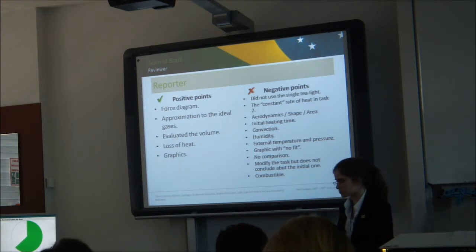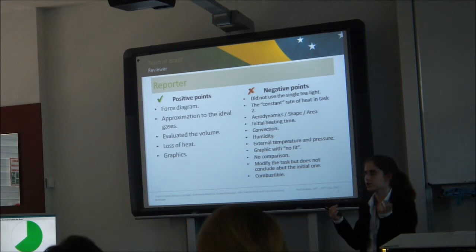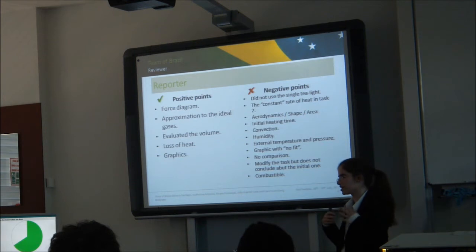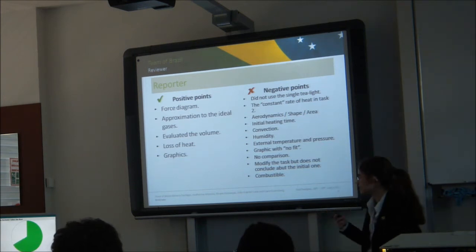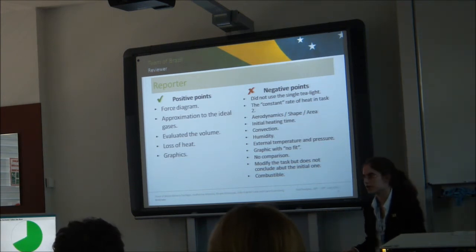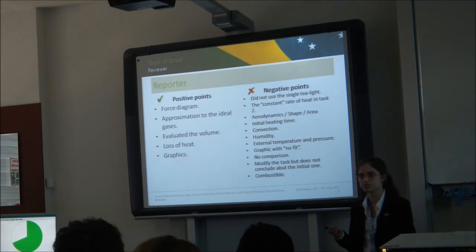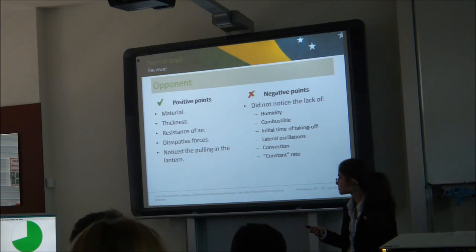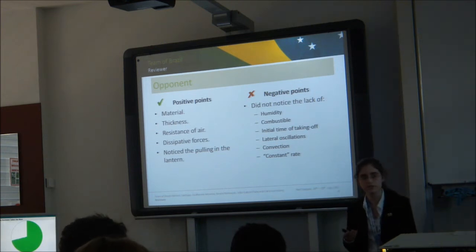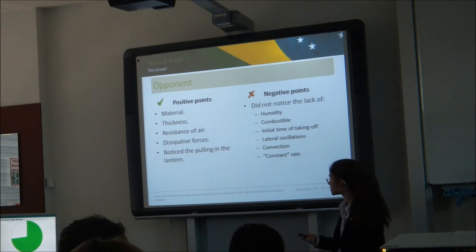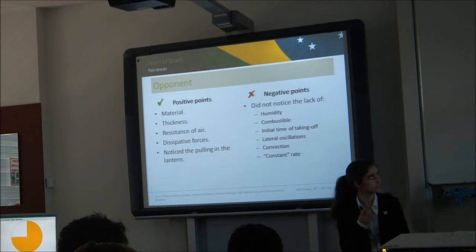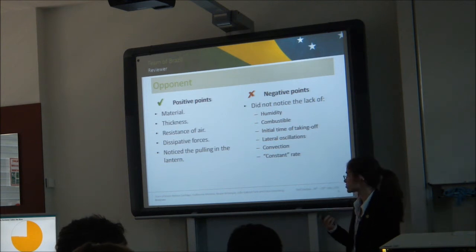They modified the task, but they didn't actually conclude what was going to happen if a T-light was used instead of the light that they used. And there's no variation of the combustible, and we think that the heating rate would be changed. About the opponent, yes, about the material, the thickness would influence the loss of heat, which we think is important. The resistance of air, they mentioned that was missing in the presentation.